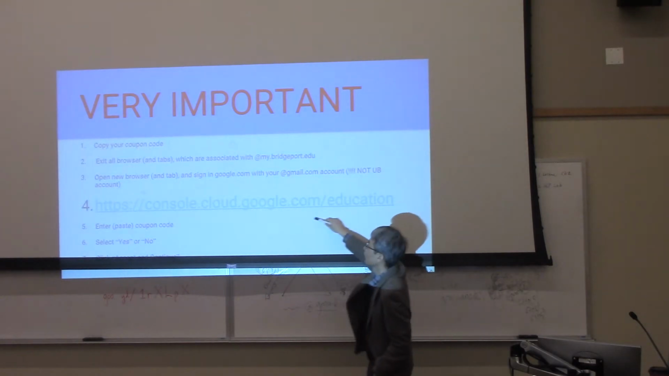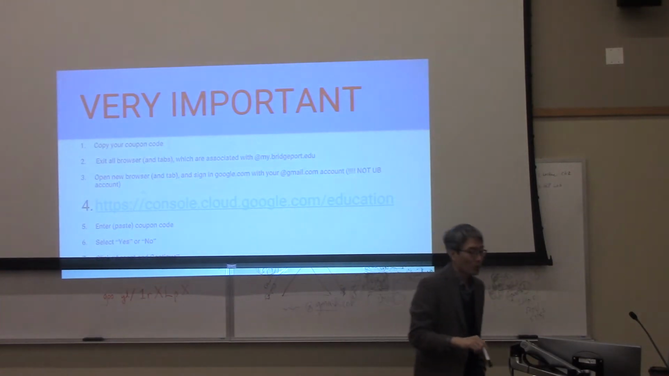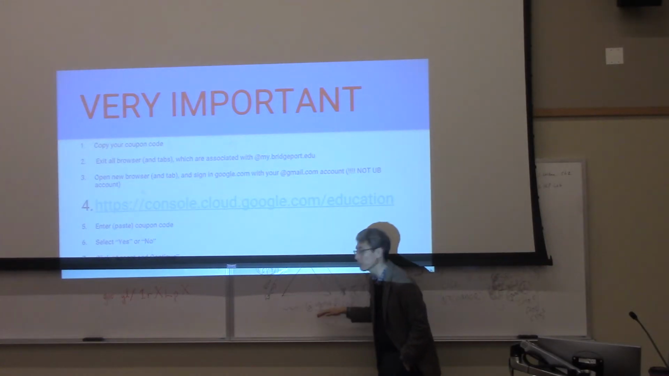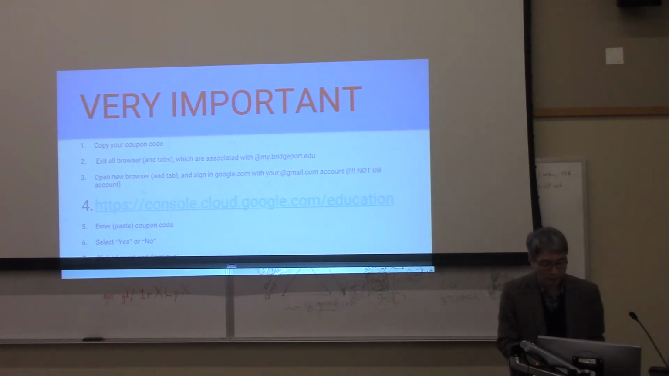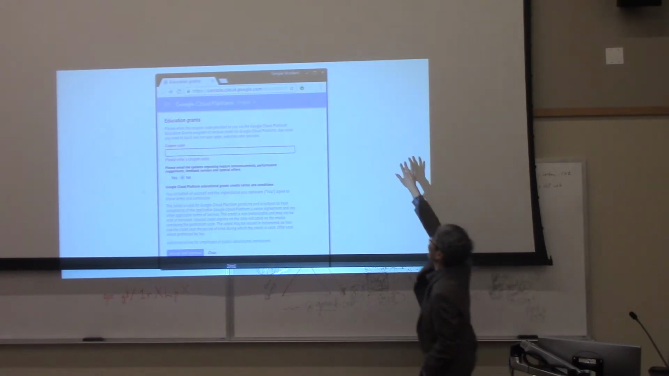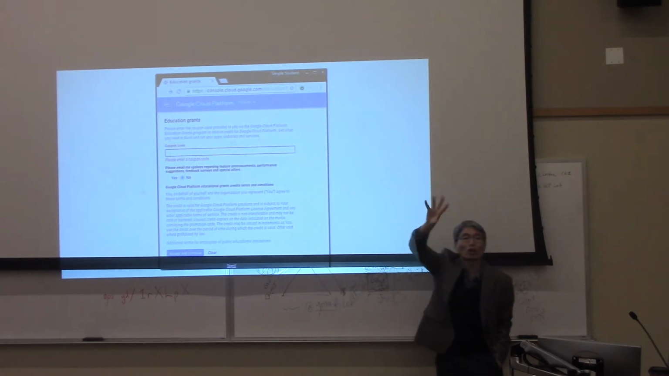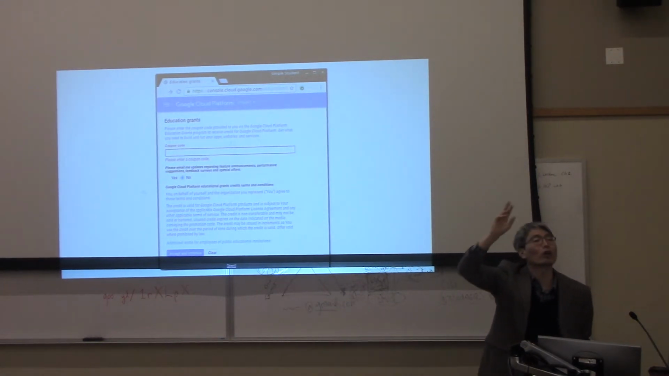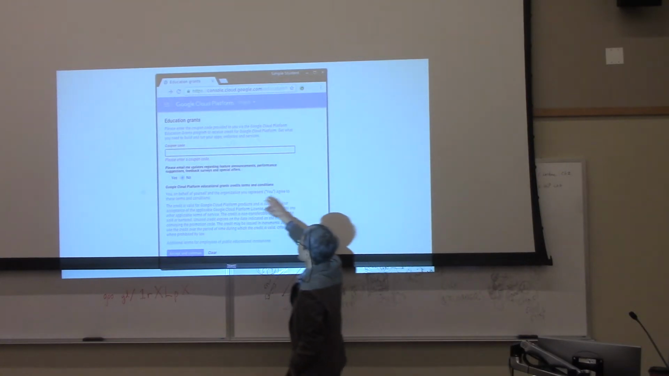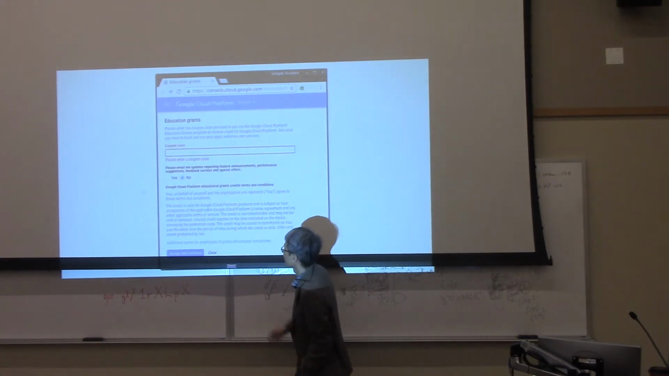Then go to this link, console.cloud.google.com/education. Now you are using GCP with the Gmail account. We are not going to use the UB account. Then you will see this website. Please check the right-hand side, where you will see who the signed-in account is. It should be your individual Gmail account, not the UB account. Then paste the coupon code. You don't have to receive the message. Then accept and continue.